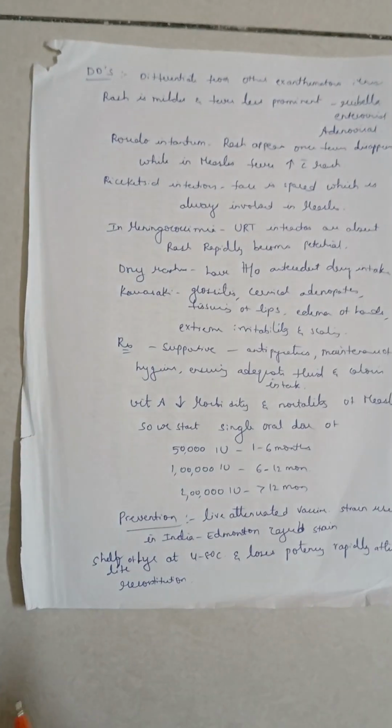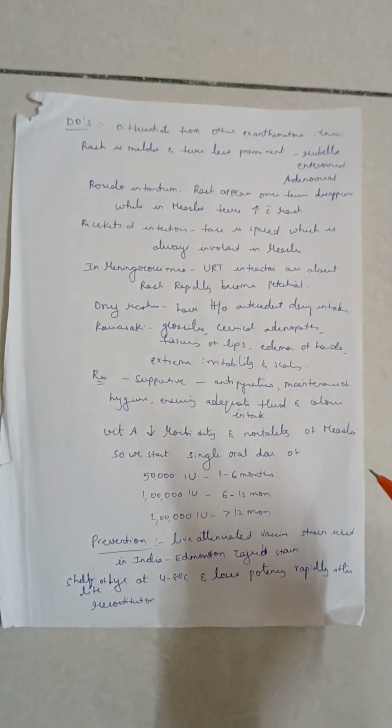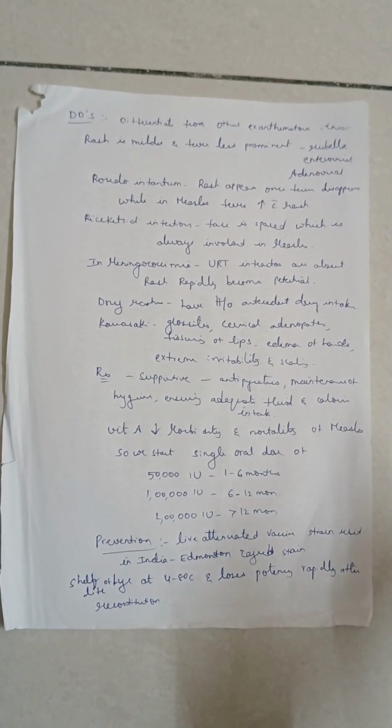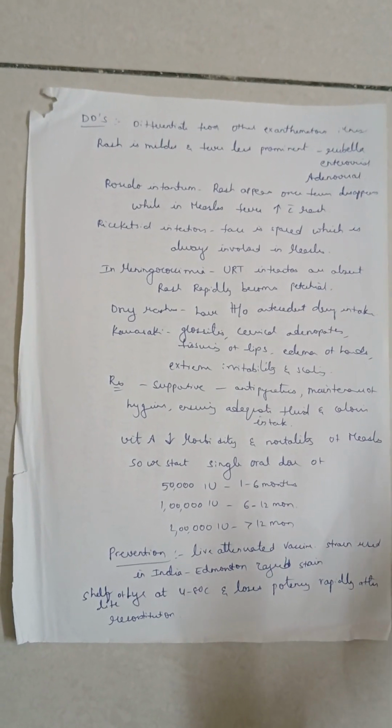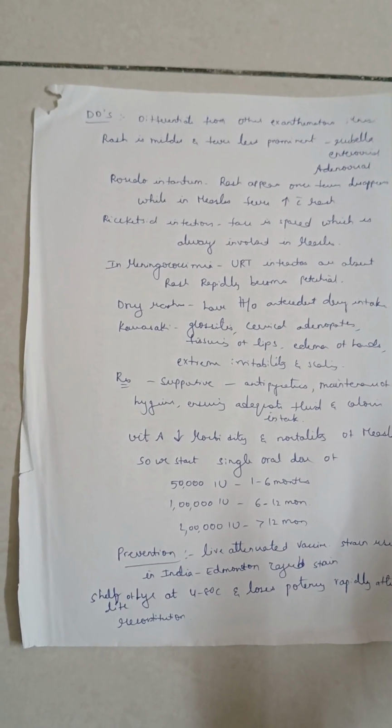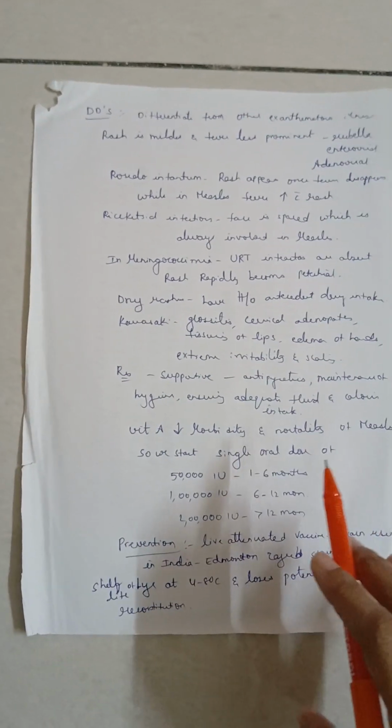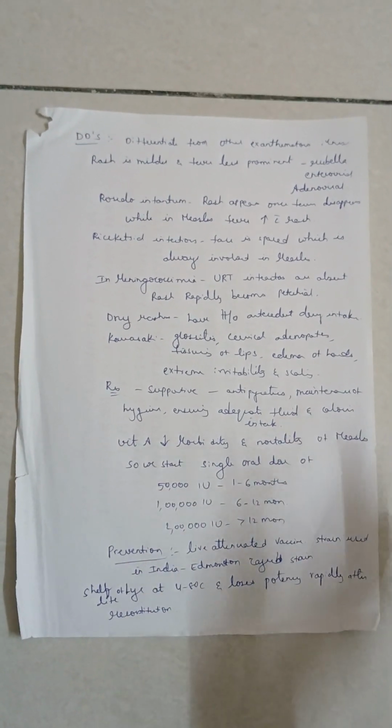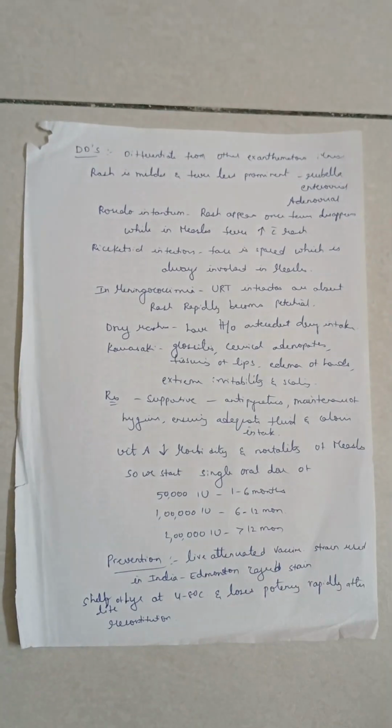Treatment is usually supportive, that is we will give antipyretics, maintain hygiene, that is we have to keep the child isolated from the day of appearance of the rash, and ensure adequate fluid and caloric intake. Vitamin A: in some studies it is believed that vitamin A decreases the morbidity and mortality of measles.